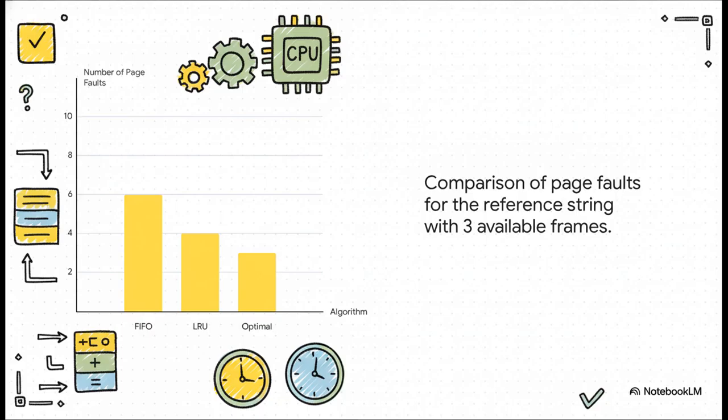FIFO, first in, first out, is simple. It just kicks out the page that's been in there the longest. But that's not always a great idea, because that old page might be important. LRU, least recently used, is much smarter. It kicks out the page that hasn't been used in the longest time. This works way better, getting us much closer to the optimal algorithm, which is basically a perfect prediction of the future, something a real OS can't do.